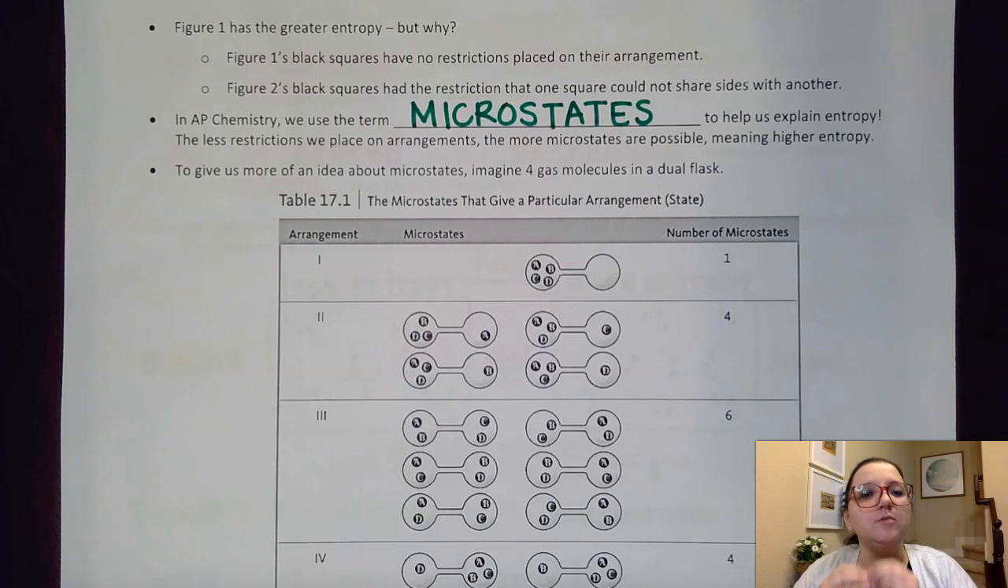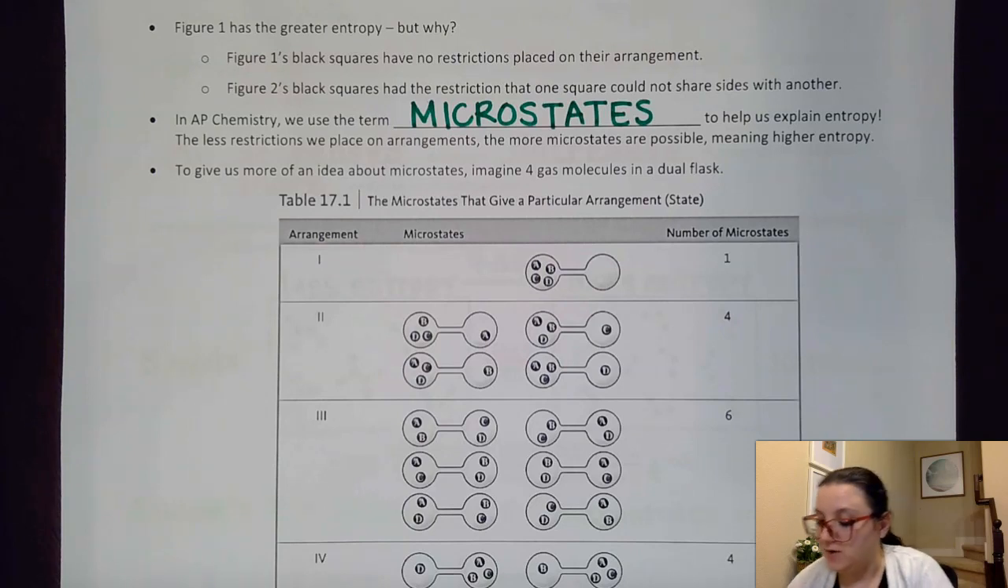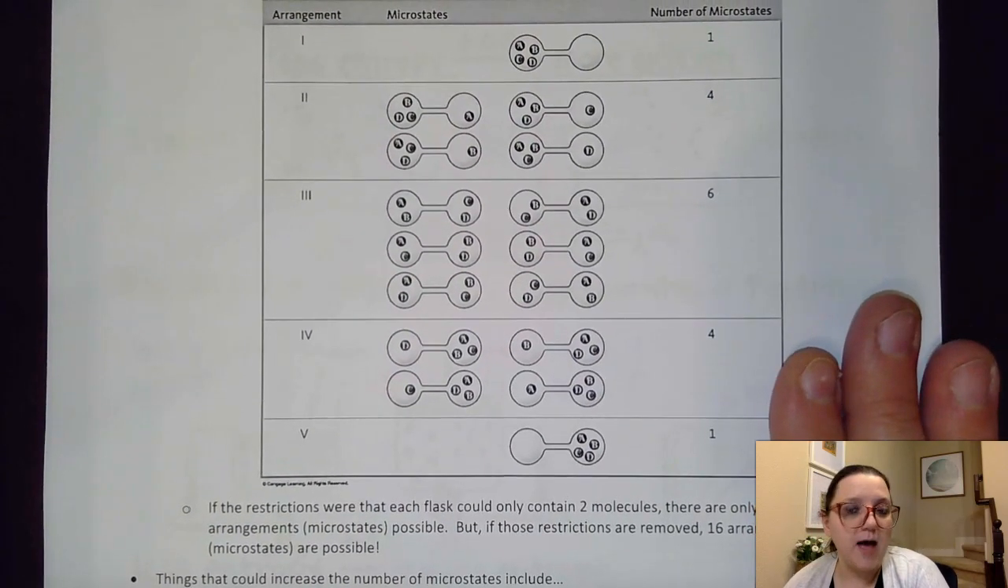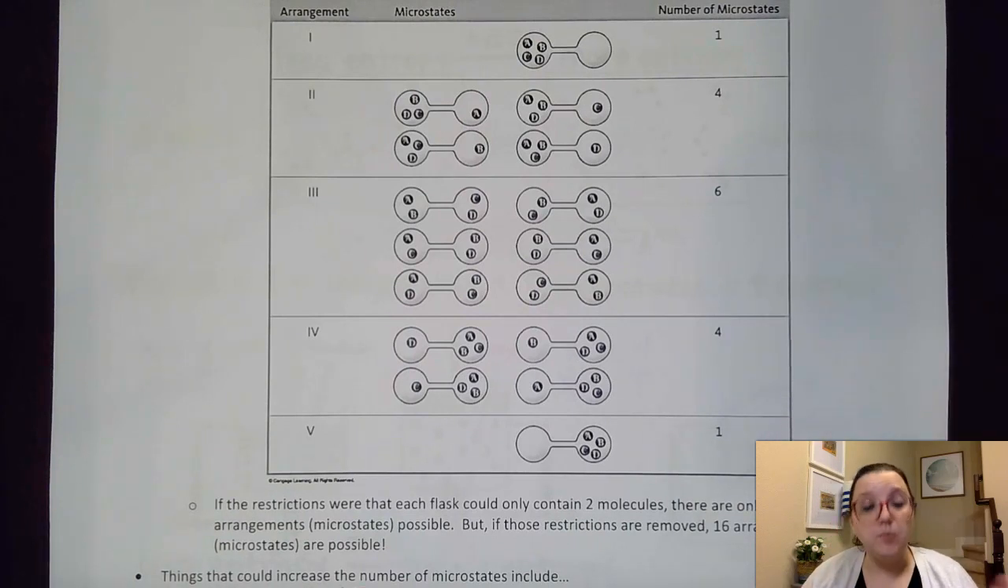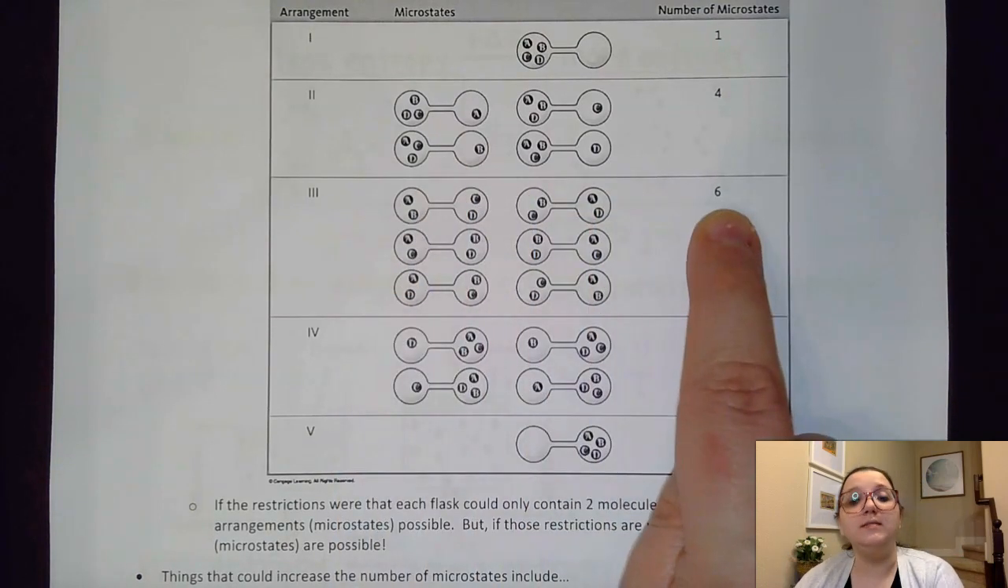So instead of using that term disorder, I want us to think about entropy in terms of microstates, the arrangements possible. And to give you one more idea about microstates, we have another example here. So this goes back to the gas flask example that we saw on the previous page. If I had 4 molecules, molecule A, B, C, and D, that I was trying to arrange in a 2-sided flask, if I had the rule, the guideline, that only 2 molecules could be on either side of the flask, that would limit me to only 6 arrangements possible, to 6 microstates.